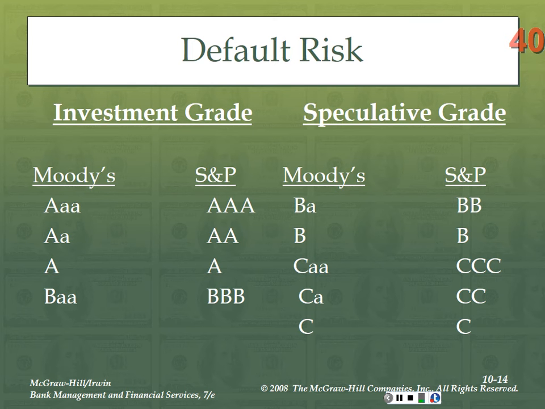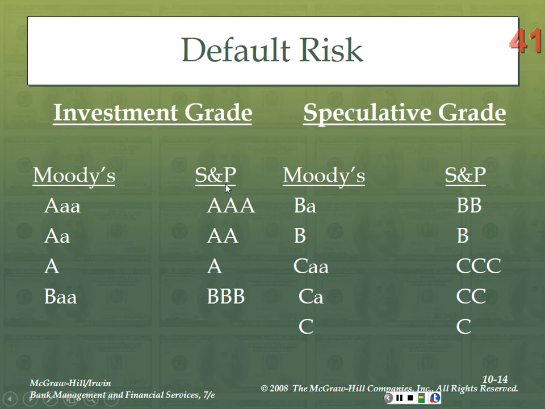So you can see here, and really the only difference is the notation. Standard & Poor's uses all capital A's. Moody's, to be a little bit different, uses a capital A and two lowercase a's, but these are the strongest bonds you can invest in.